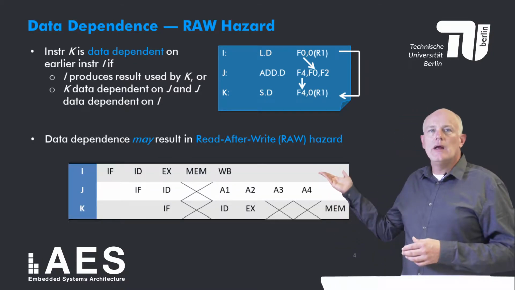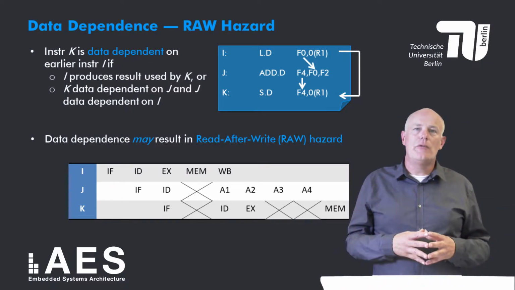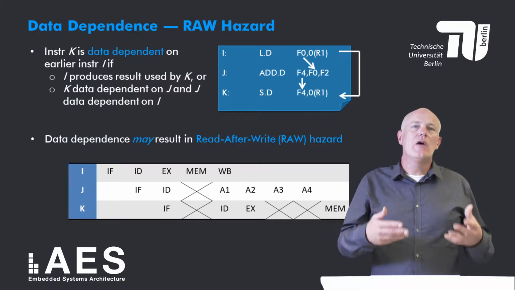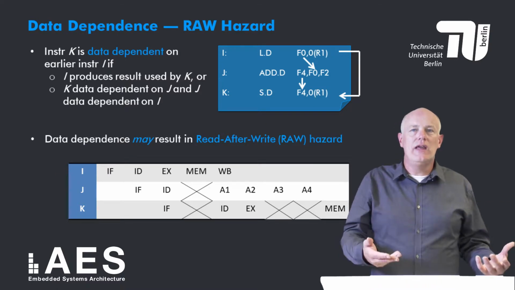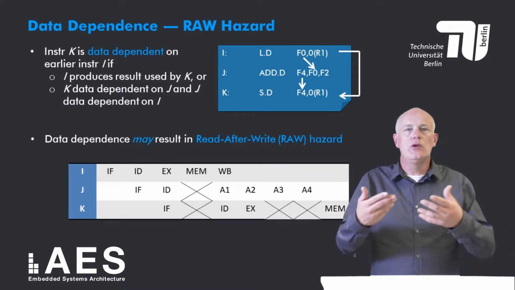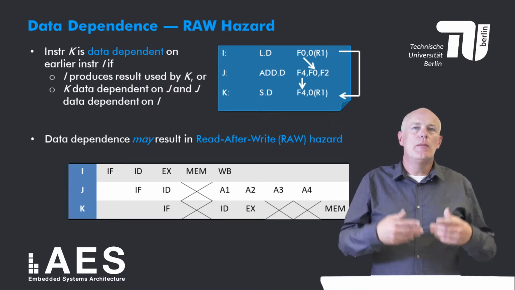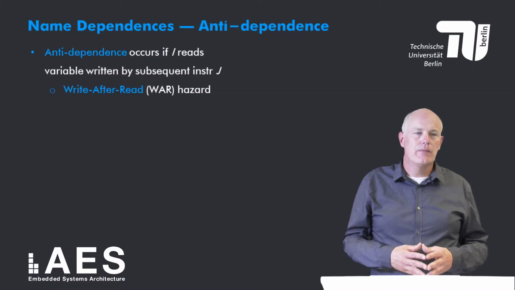If we assume this code is executed on the pipeline processor with multi-cycle operations that I presented in the previous course, the data dependencies will result in a RAW hazard. The add double will stall in its decode stage because of the load use data hazard, and the store will stall in its execute stage because the add double requires 4 execution stages.